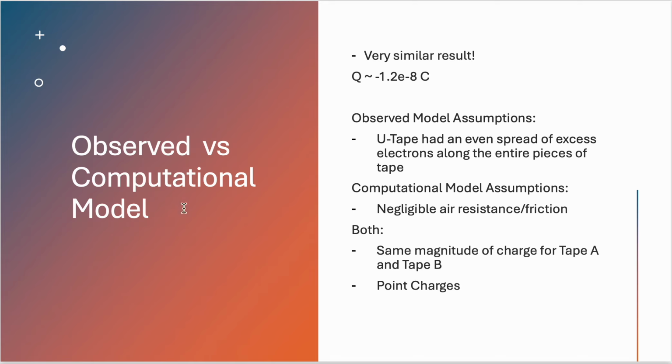So again, the observed model versus the computational model, they were very similar results. Basically, for the observed model, we assumed that the tape had an even spread of excess electrons along the entire piece of tape, and the computational model assumed there was negligible air resistance and friction. And for both, we assumed that they were point charges, where each tape had the same magnitude of charge.